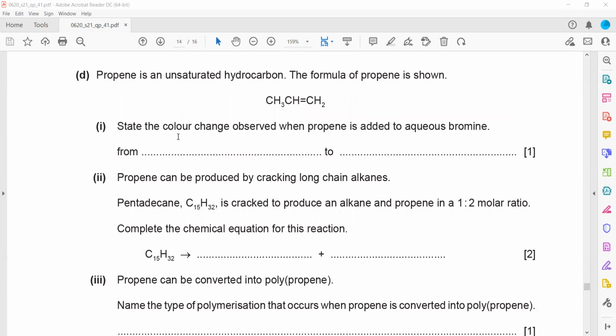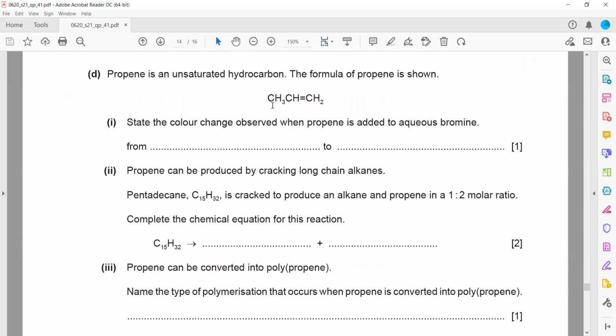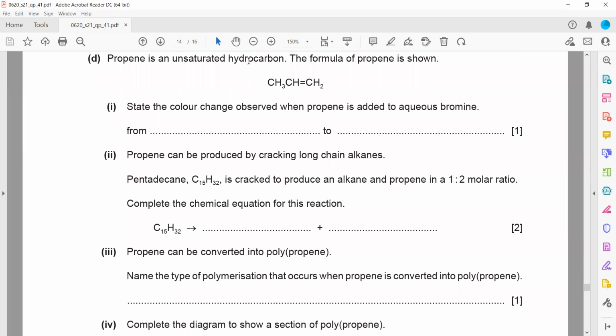Propene, which is an alkene, is an unsaturated hydrocarbon. The formula for propene is shown. State the color change which we observe with aqueous bromine. Aqueous bromine is orange in color. But when it reacts, it will decolorize, so it will become colorless. So whenever an alkene reacts with bromine water or aqueous bromine, it will always go from orange to colorless.